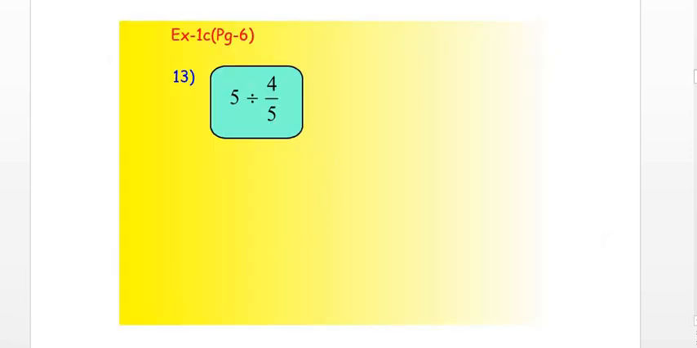Here is question number 13. It says 5 divided by 4 out of 5. So what you have to do, we will remember this rule KFC. It means keep the first fraction. So the first fraction is 5 out of 1. We have to change the sign into multiplication, and we have to take the reciprocal of the second fraction, that means we have to flip the second fraction. So it will become 5 out of 4.